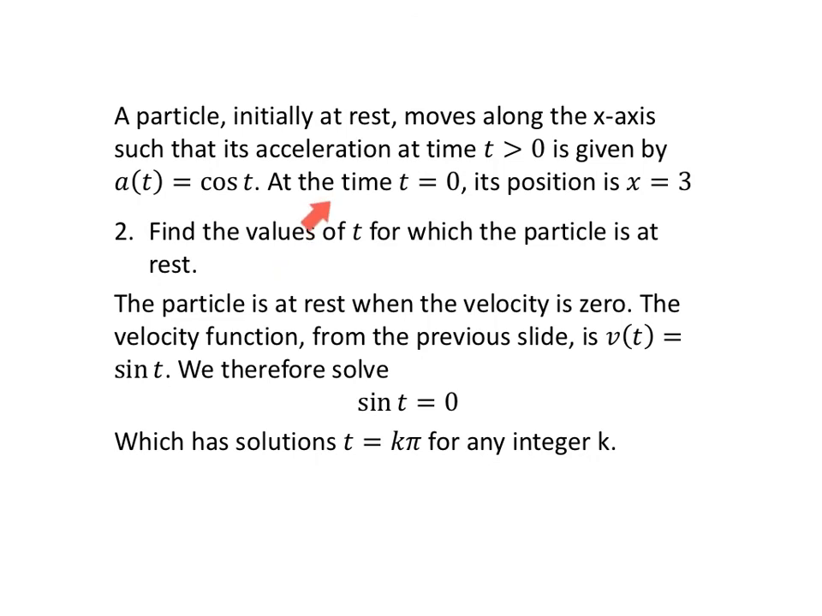Continuing with this example, now I want to find the values of t for which the particle is at rest. The particle is at rest when the velocity is 0. The velocity function was sine of t, right? V of t equals sine of t. Therefore, we solve sine of t equals 0. We know that the sine is 0 for integer multiples of pi. So we would call this, it's at rest anytime we have solutions t equals k pi for any integer k.